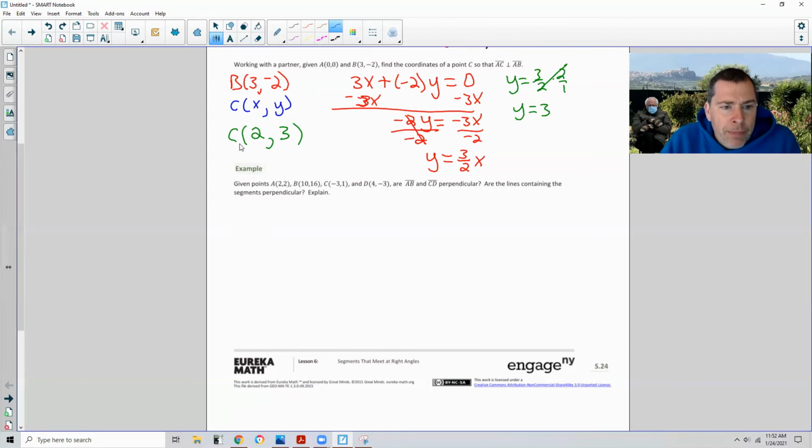How about 8? So if I say y equals 3/2 times my x, and now my x is 8, I'd have this. So this would give me the point C with an x value of 8, and these will cancel out to be 4, and 4 times 3 is 12. So that would give me y equals 12. So the point (8,12) would also satisfy this. There are infinitely many solutions to this. It would be all the points on the line y equals 3/2 x.